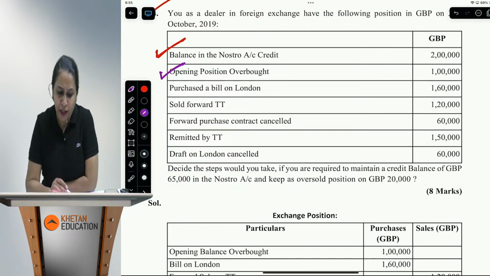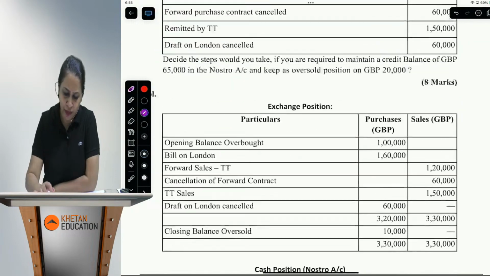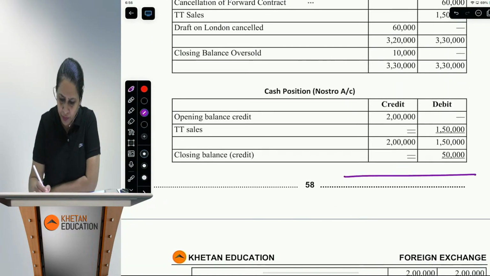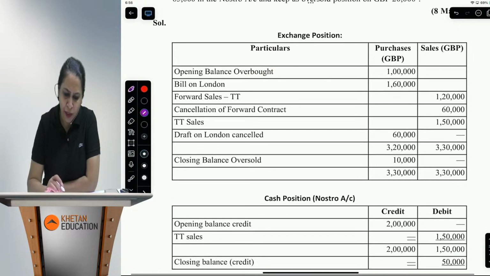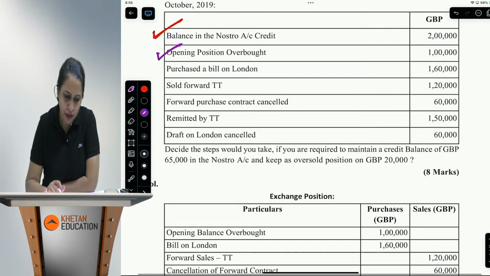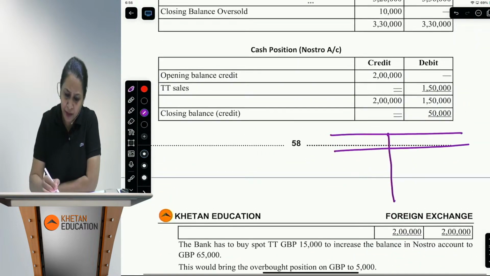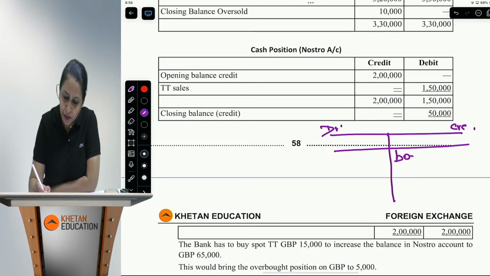So guys, tell me one thing. Look at this. If I don't have space here, can I do it like this? Nostro account. Now, so opening balance, where is that? Balance in the nostro account, credit. So this side would be debit, and this is credit, correct? Now, so balance brought forward, how much is that?